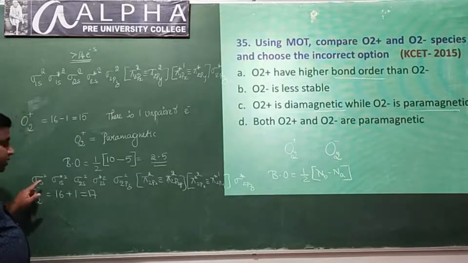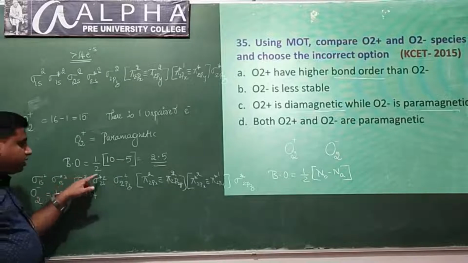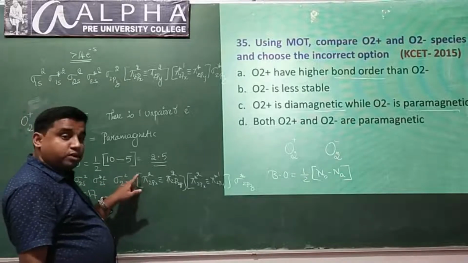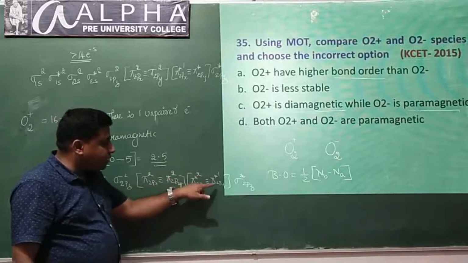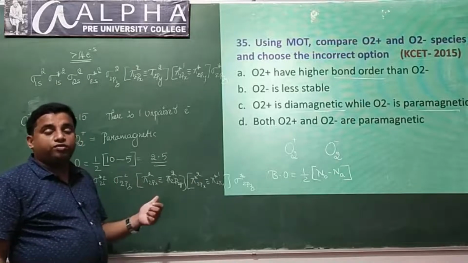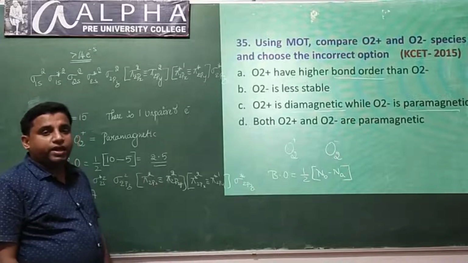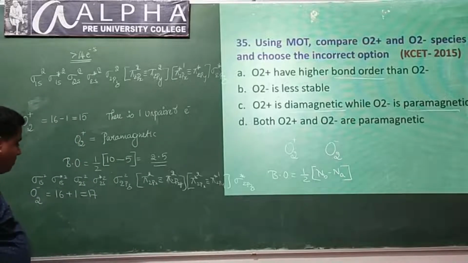Yes. Sigma 1s2, sigma star 1s2, sigma 2s2, sigma star 2s2, sigma 2pz2, pi 2px2, pi 2py2, pi star 2px2, and pi star 2py1. We have filled in the increasing order of energy. That means we have followed Aufbau's principle and also Hund's rule of maximum multiplicity.